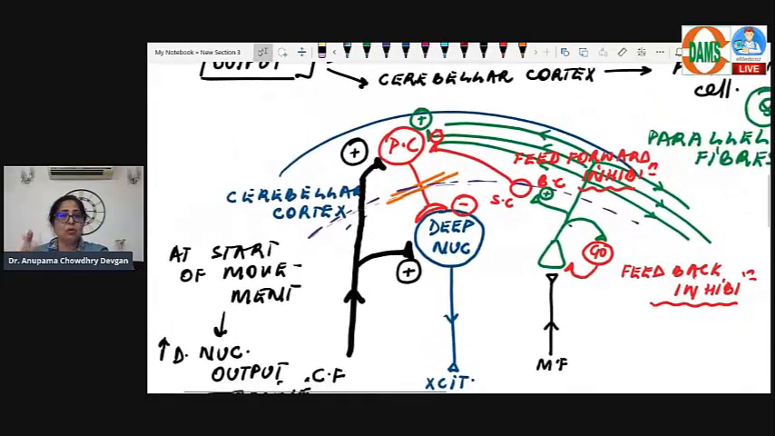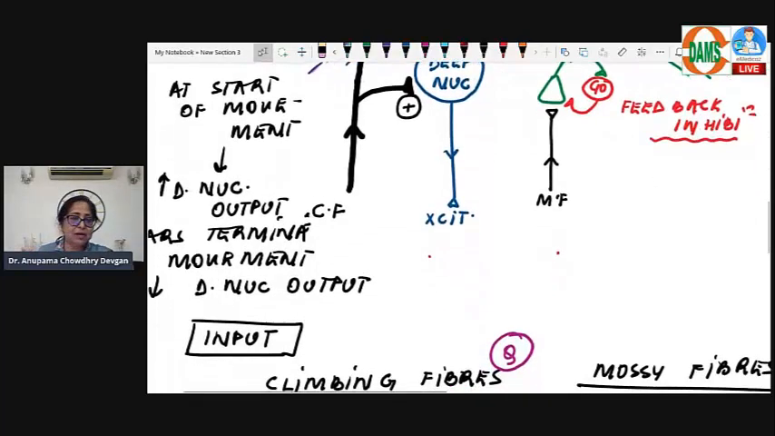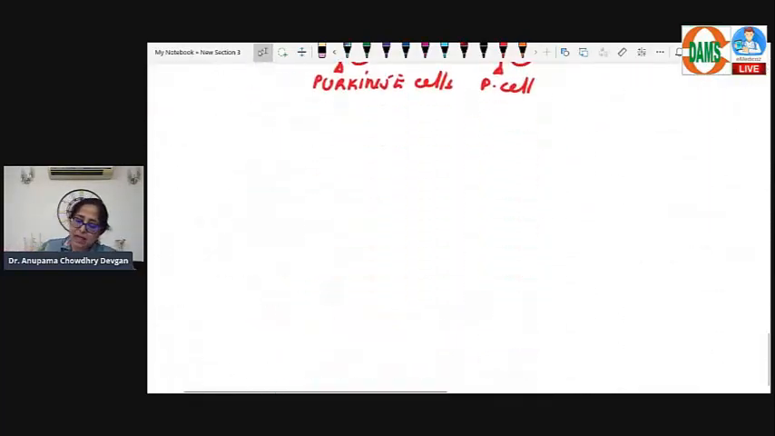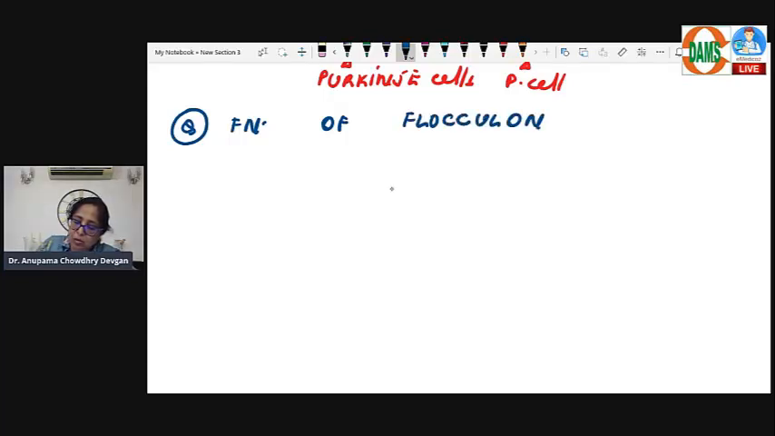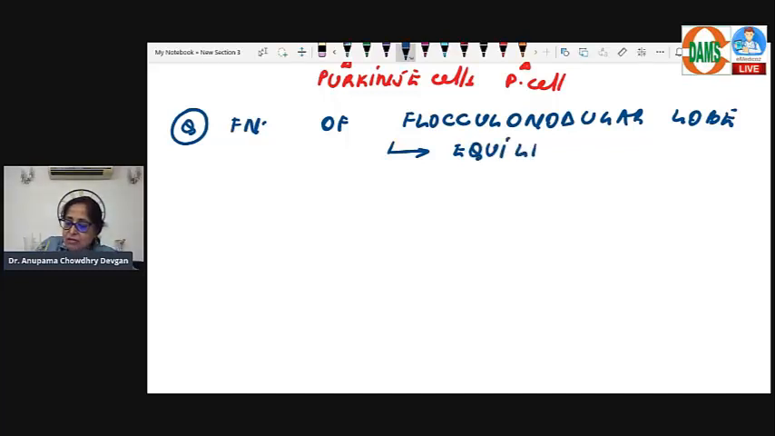So let us see now questions which have come from the cerebellum, and these are from the last 2 or 3 years' papers. First question, cerebellum: function of the flocculonodular lobe. What was the function of the flocculonodular lobe? The answer here was balance. In that particular question, this was a neat question: instead of balance, they had asked you equilibrium. The answer was equilibrium.